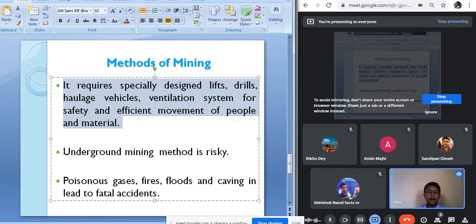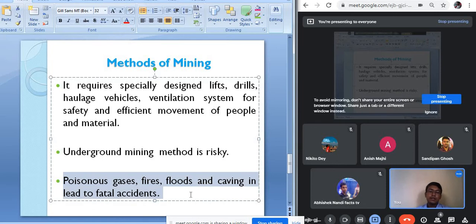And the underground mining method is very risky in nature. Sometimes there is a leakage of poisonous gases, sometimes fires break out, sometimes floods take place, and sometimes caving in leads to fatal accidents, since they need to dig the tunnels. At that time accidents and mishaps take place, and many of the workers remain trapped inside the mines and lose their lives.